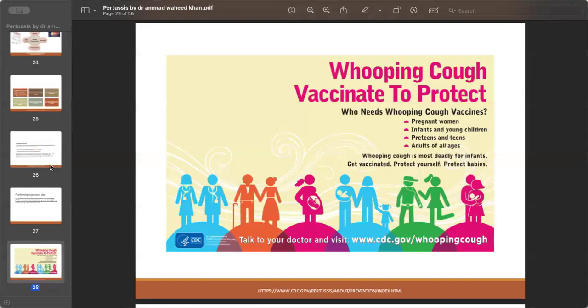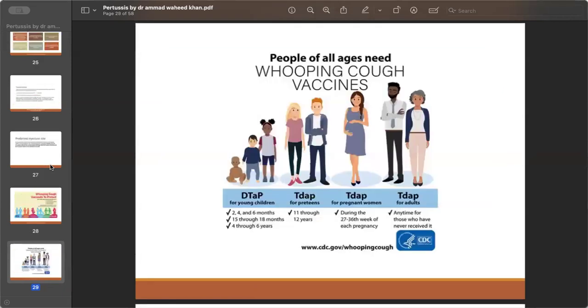Whooping cough vaccination protects. Who needs the whooping cough vaccine? Pregnant women, infants, young children, preteens and teens, and adults of all ages. Whooping cough is most deadly for infants. Get vaccinated, protect yourself, protect the babies. People of all ages need the whooping cough vaccine.